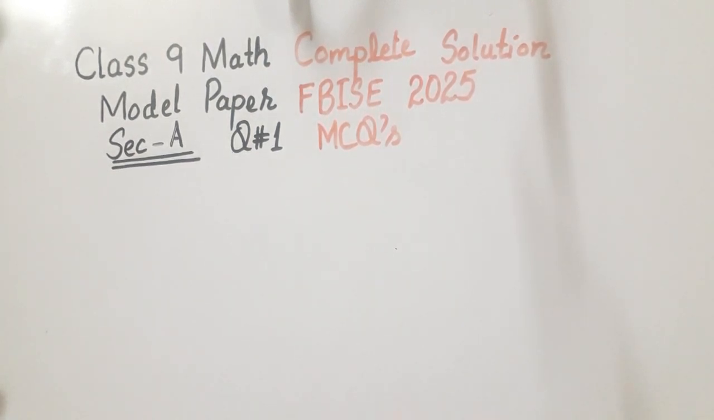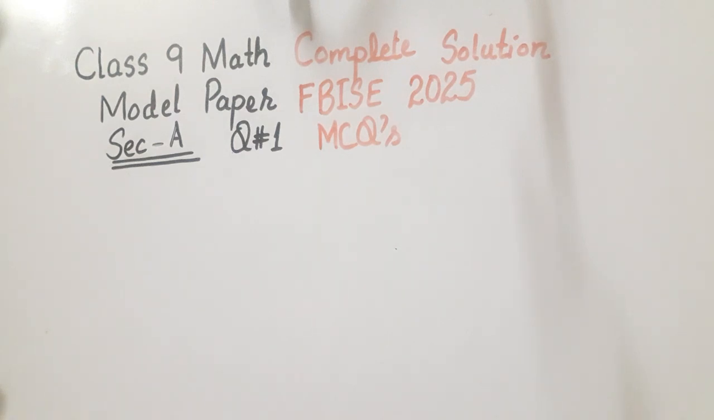Today's video is very important because we will solve a model paper for class 9 maths provided by Federal Board for 2025 exams. Let's start today's lecture. Now we will start from Section A. Section A is compulsory. All parts of this section are to be answered.